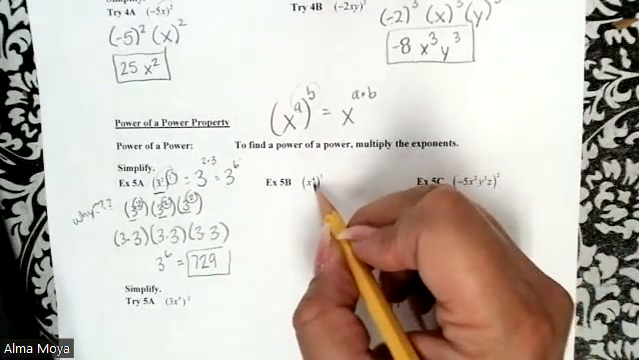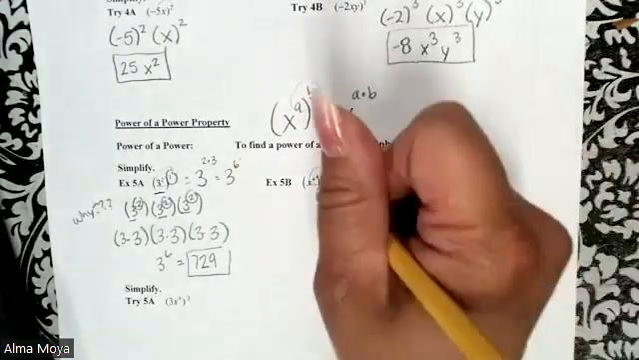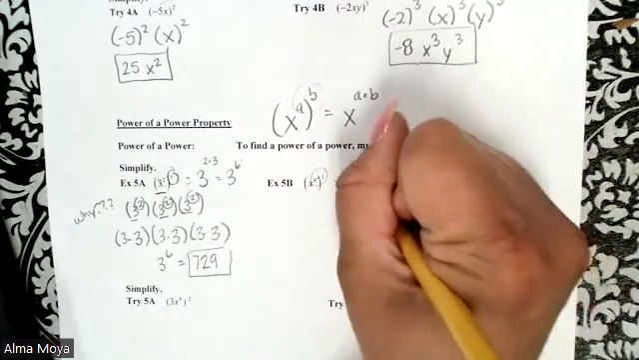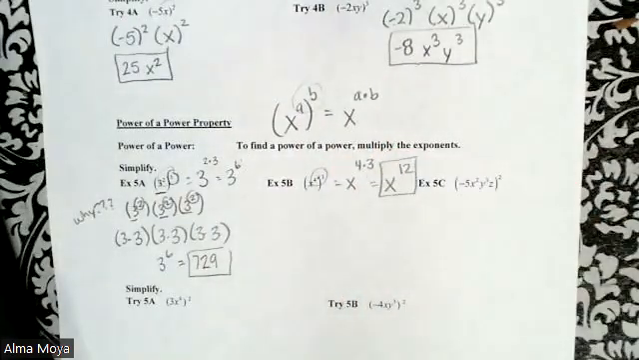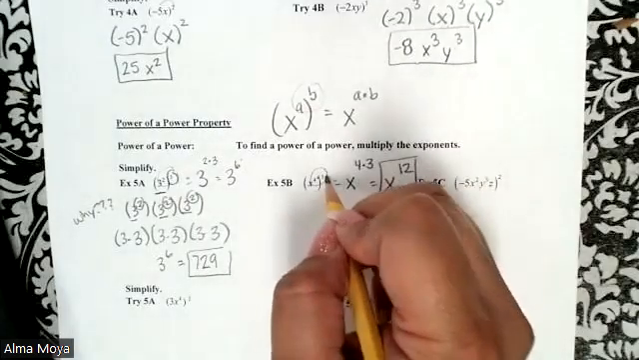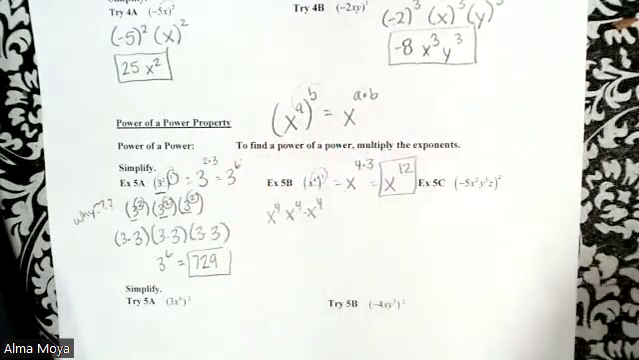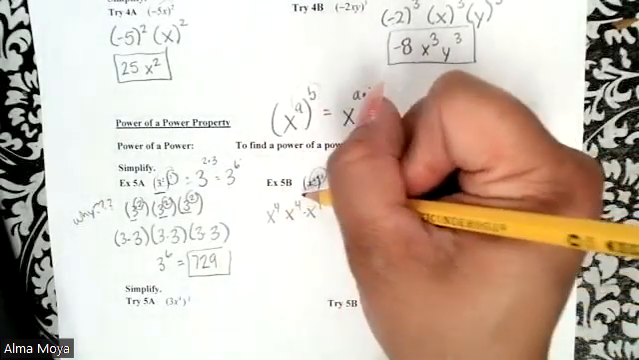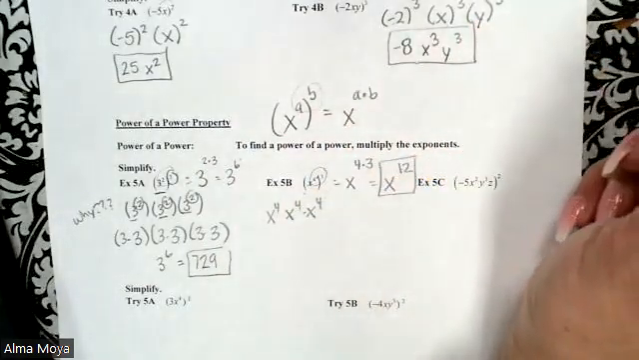So right here, how you have x to the 4 to the 3rd power, all you are doing is you are multiplying that. So 4 times 3, and 4 times 3 is 12. So this is actually x to the 12th power. Go ahead and write the x to the 4 3 times. That's 1, 2, 3. And if we use the first property, you could just add up the exponents. 4 plus 4 is 8, plus 4 is 12. And it still gives you x to the 12.